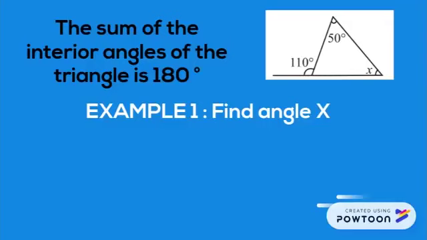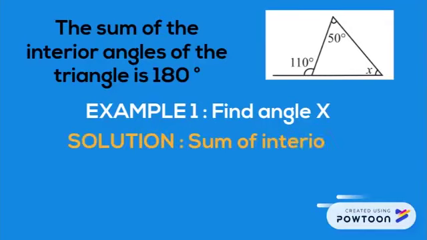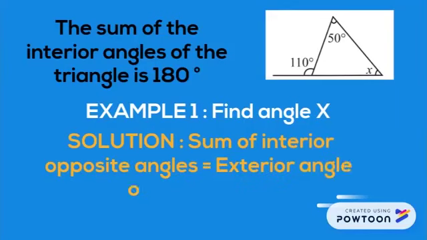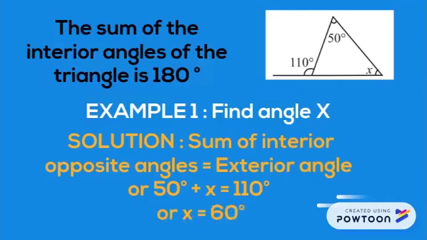Example 1. Find angle x. Solution. The sum of the interior opposite angles equals the exterior angle, or 50 degrees plus x equals 110 degrees, or x equals 60 degrees.